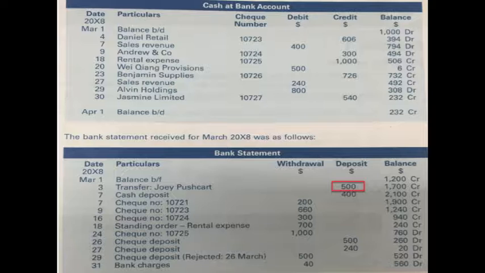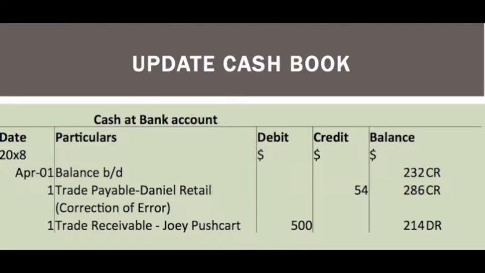Next, we try to look at what other things are reflected in our bank statements that are not reflected in our cash at bank. We realize that there is actually a direct transfer of a deposit from our trade receivable Joey Pushcard, a deposit of $500 that hasn't been updated in our cash book. Okay, to update our cash book with this deposit, we will then debit cash at bank, giving us a balance of 214 debit. And because it's from our Joey Pushcard, our trade receivable, that would then be our particular.